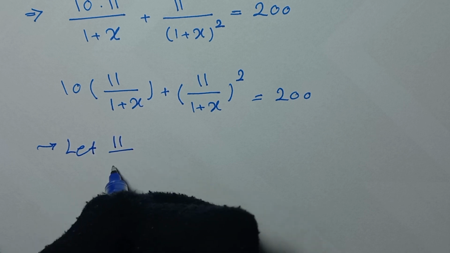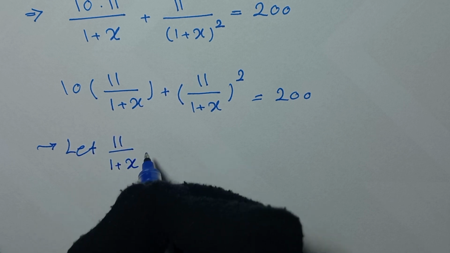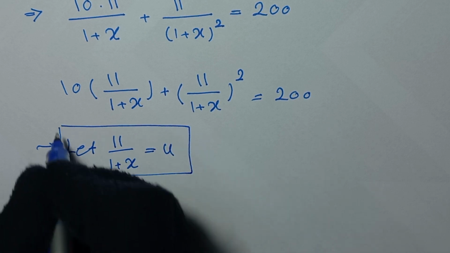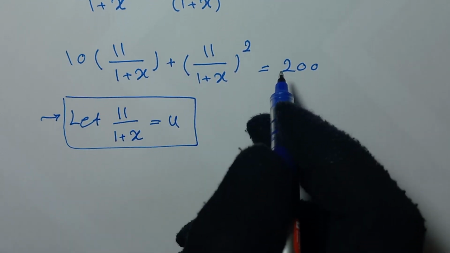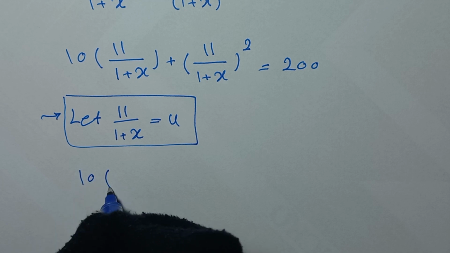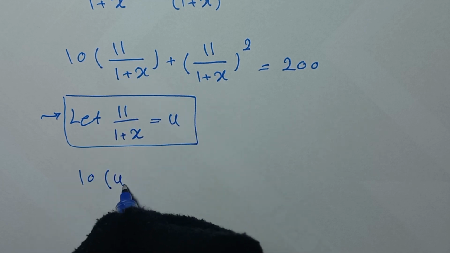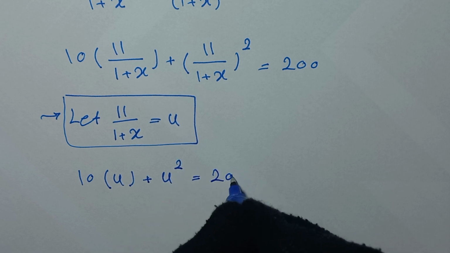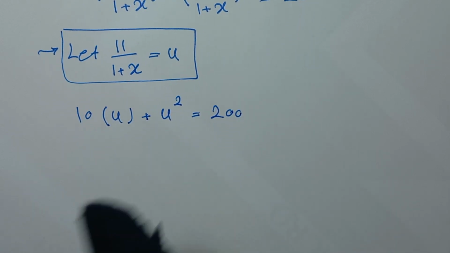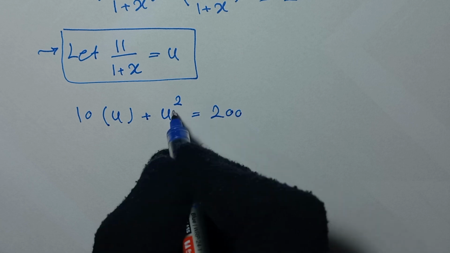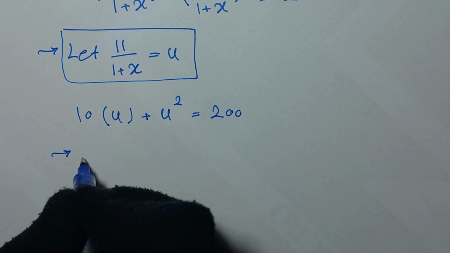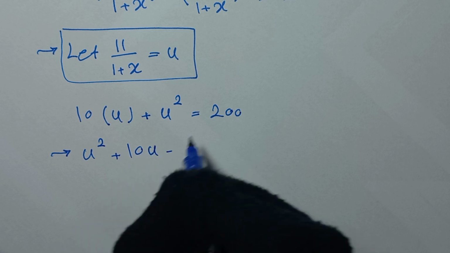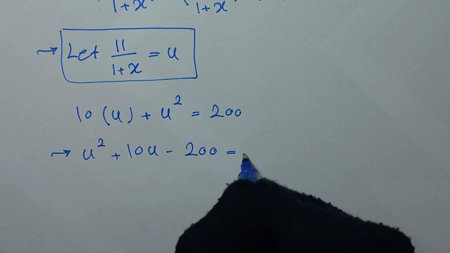In the next step, 11 over 1 plus x is common, so we let 11 over 1 plus x be u. We rewrite the equation: 10 times u plus u squared is equal to 200. We take the 200 to this side, and we have u squared plus 10u minus 200 is equal to 0.